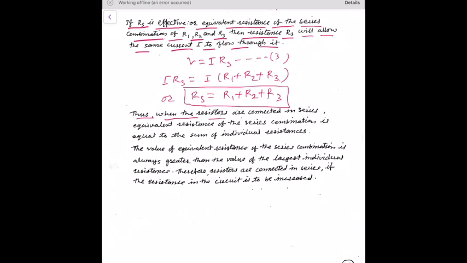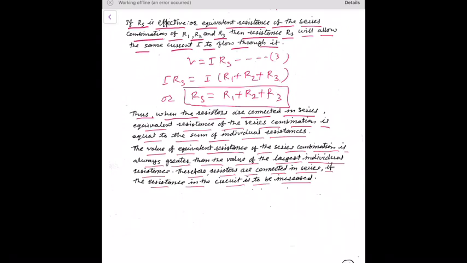Thus, when the resistors are connected in series, the equivalent resistance of the series combination is equal to the sum of individual resistances. The value of the equivalent resistance of the series combination is always greater than the value of the largest individual resistance. Therefore, resistors are connected in series if the resistance in the circuit is to be increased.